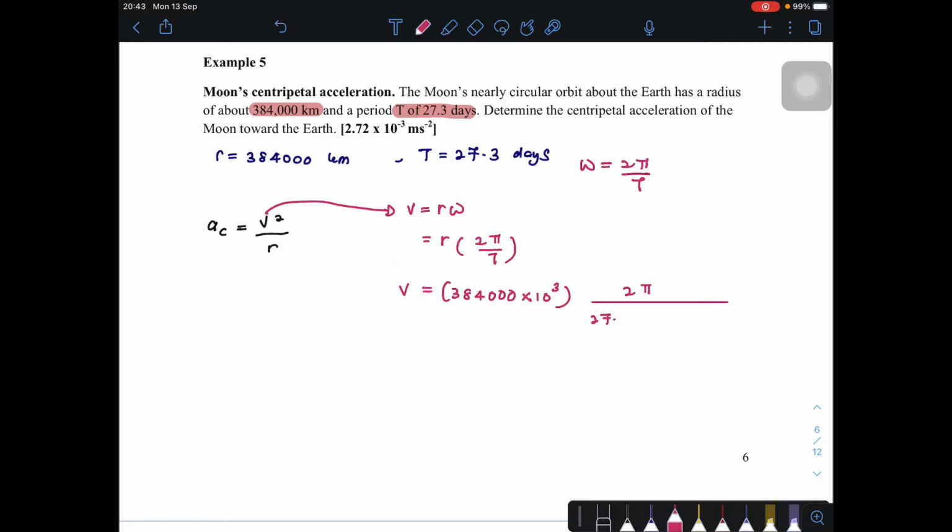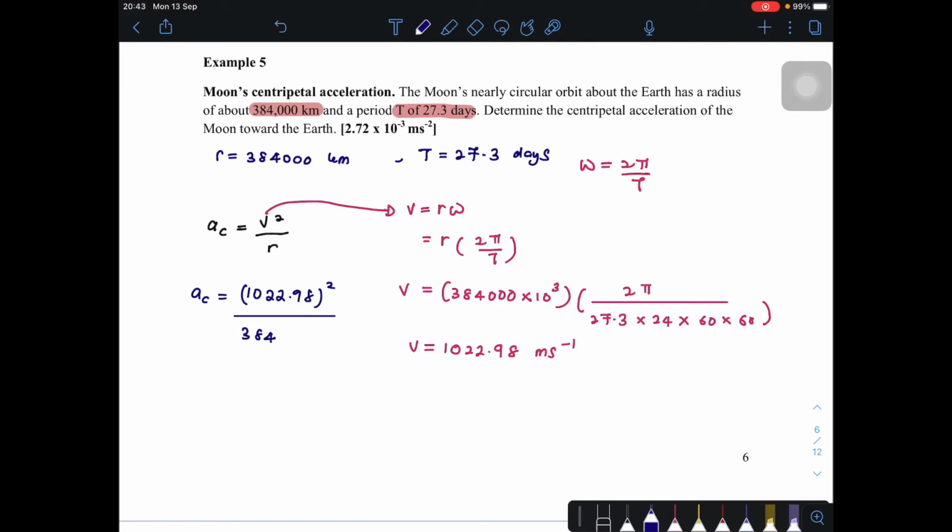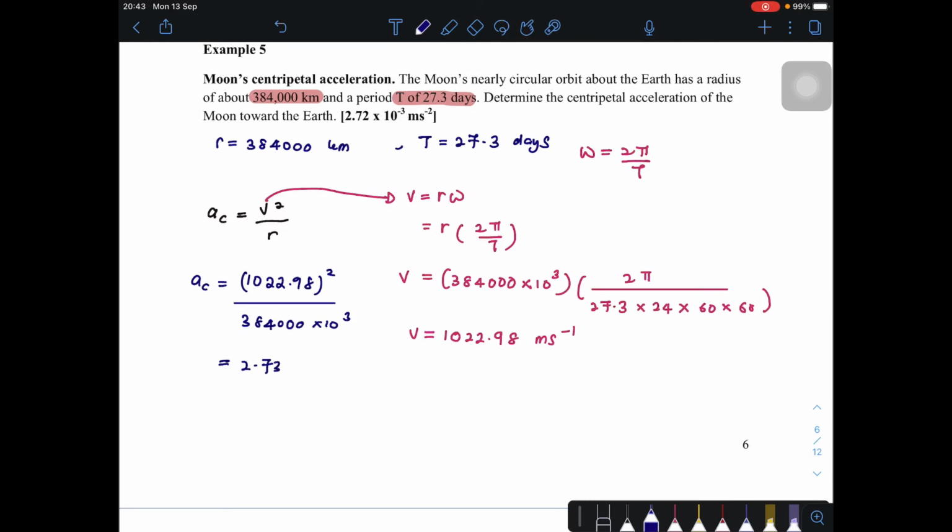So 27.3 days times 24, because one day has 24 hours, and 1 hour has 60 minutes, and 1 minute has 60 seconds. So just put it in, and you will get the velocity is 1022.98 meter per second. Then we can put it in the formula, and press the calculator, you will get the acceleration equal to 2.73 exponent negative 3 meter per second squared.